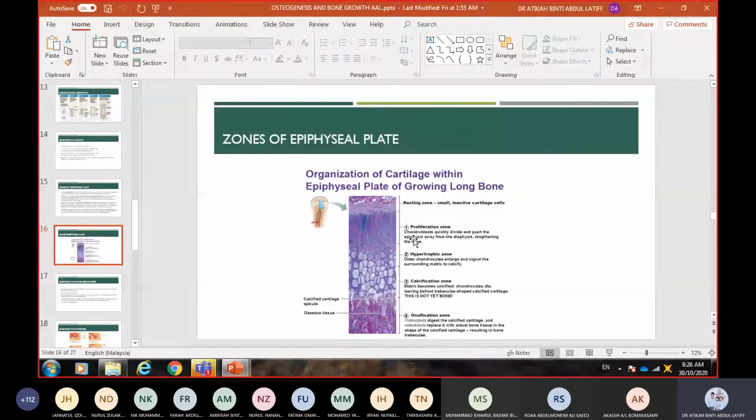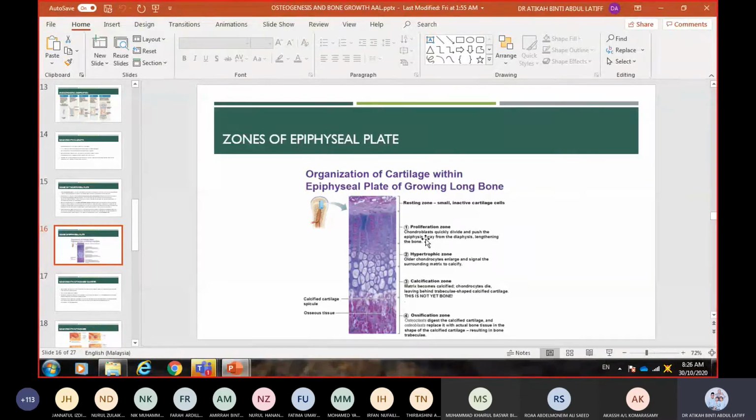Okay, so if you do a cross section here of the epiphyseal plate, you can see the white area in the middle. If we zoom in, this is what we will see: the 4 zones of the epiphyseal plate. This is the diaphysis here. The first zone will be your proliferation zone. As the name suggests, there is proliferation of chondroblasts.